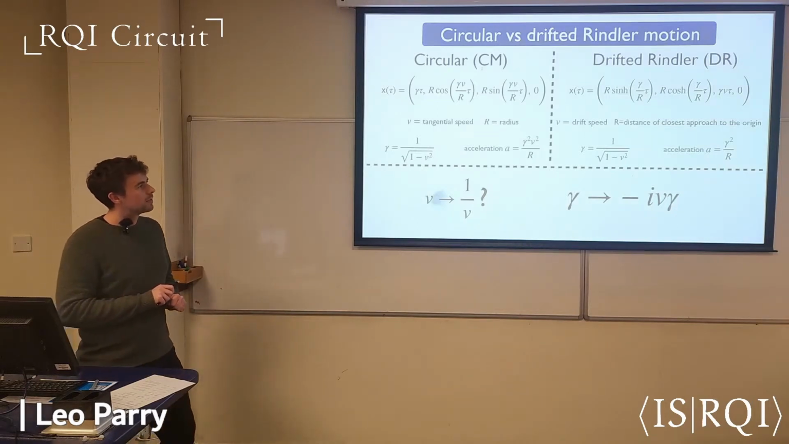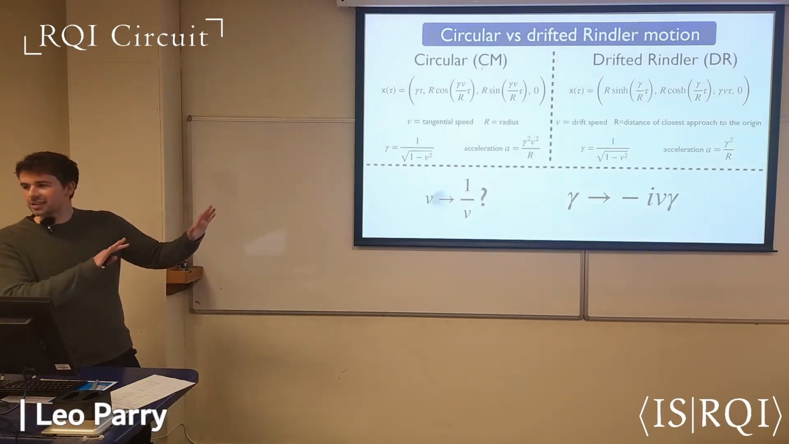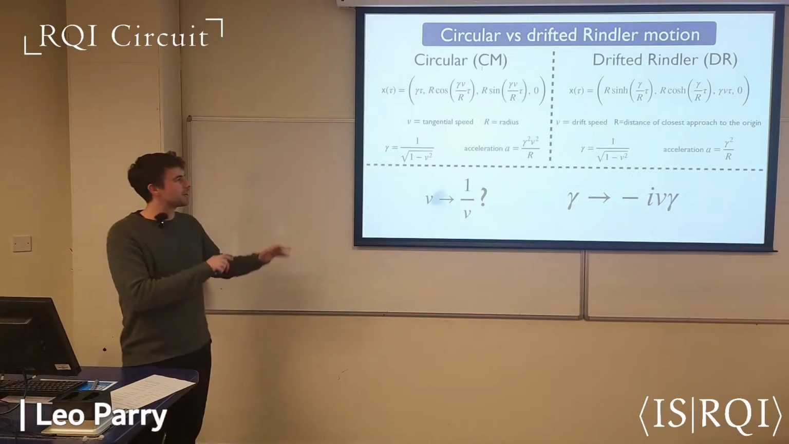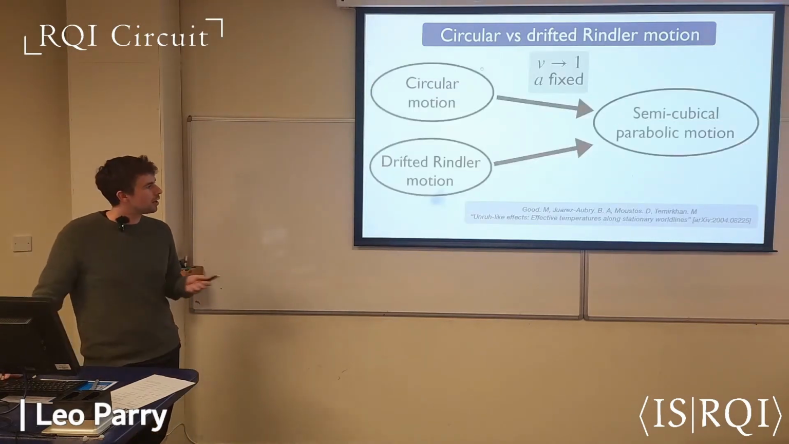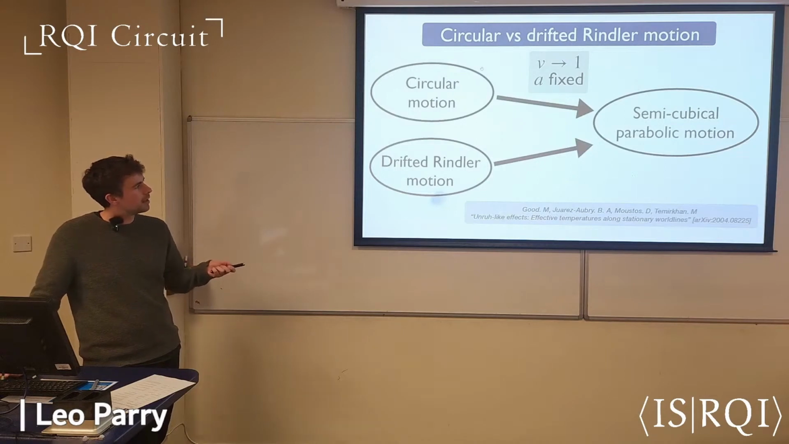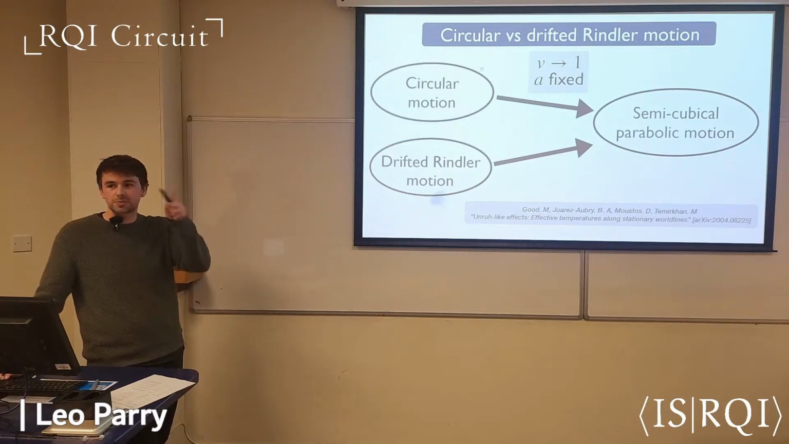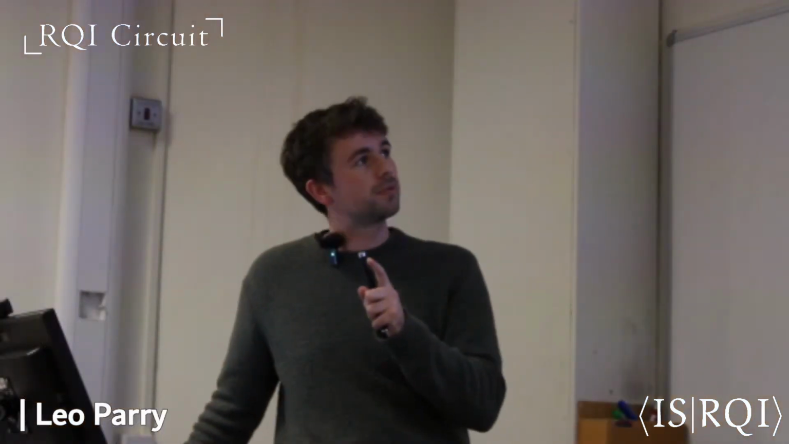So there's something going on here. This clearly isn't a proof, but there's something going on here, okay? So what is going on? Well, in this paper here, it was shown that circular motion and drifted Rindler motion have the same limiting behavior in the ultra-relativistic limit with fixed proper acceleration. They both become semi-cubical parabolic motion. So this is this cusped motion I was talking about before.